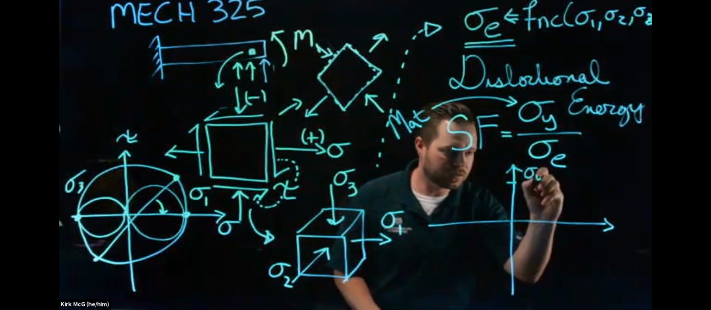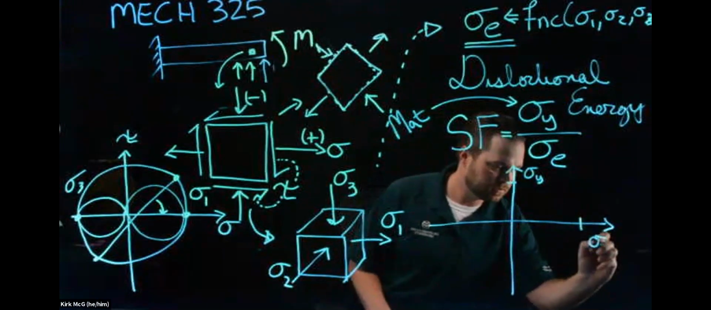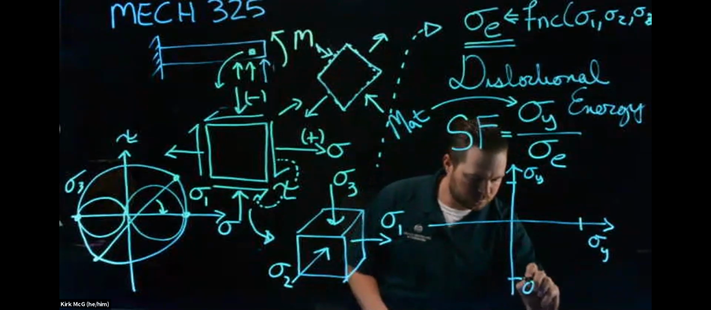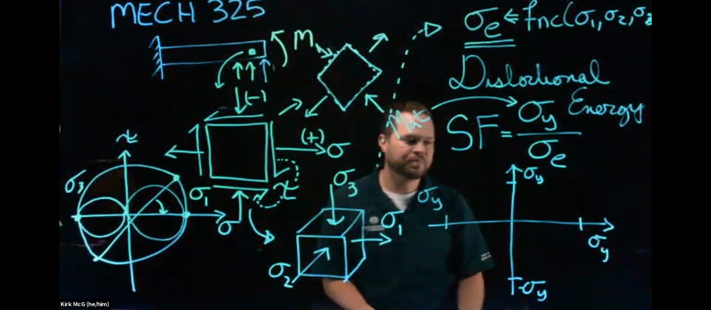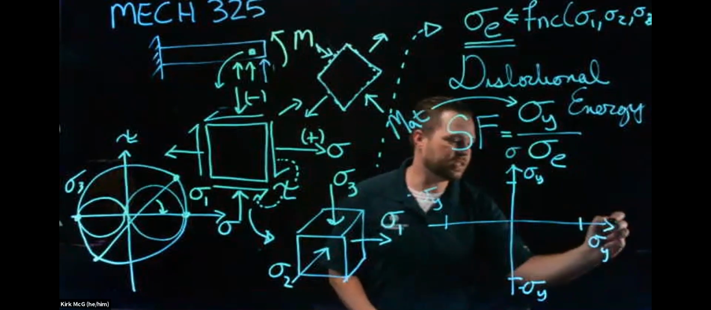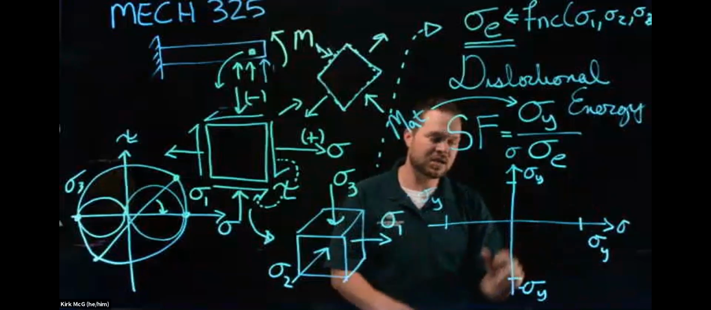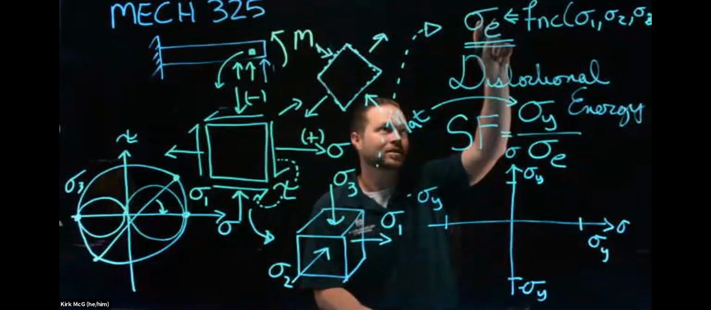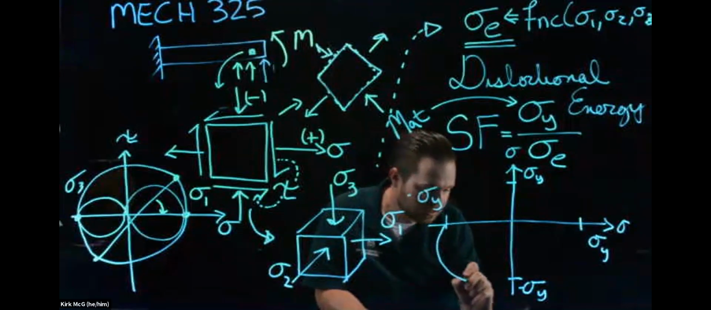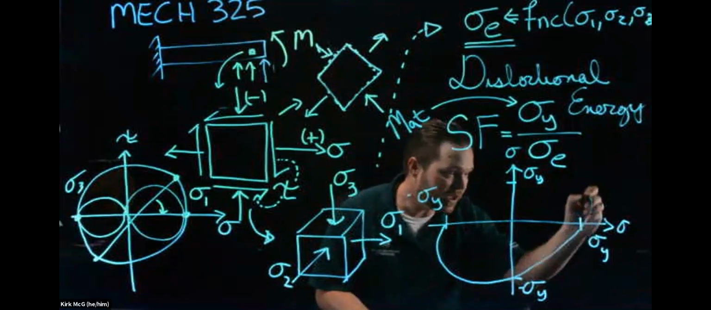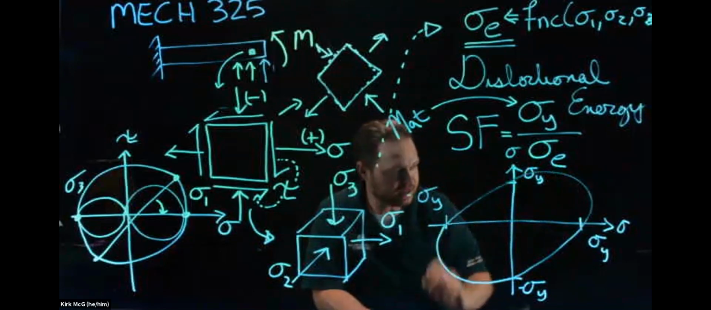is I have some yield of my material. Okay, so these are my stresses. I'm just going to say sigma here. This is my component stress, but I'm going to plot the max distortional energy theory. What it says is that we have a boundary region that looks like this.